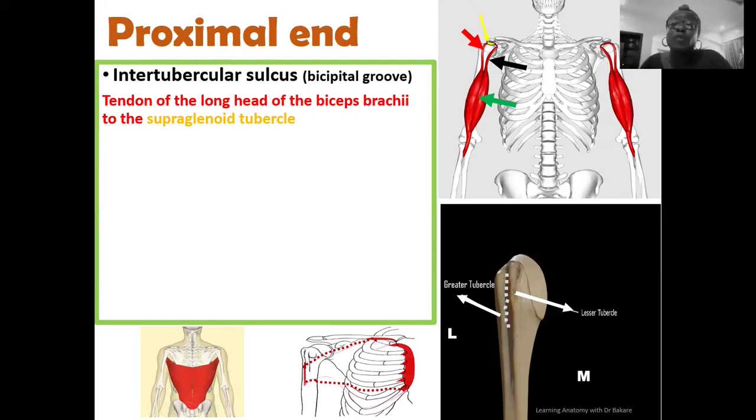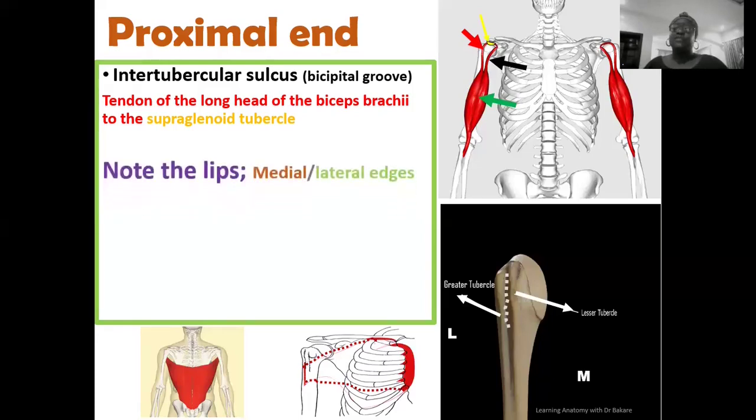It is this tubercle that finally receives the tendon of the long head of the biceps brachii muscle, after it has been seen to pass through the intertubercular groove or sulcus. And this is what is projected here in this image. This is why it is referred to as the bicipital groove, bicipital from the biceps brachii muscle. So we can now understand how these names have been generated.